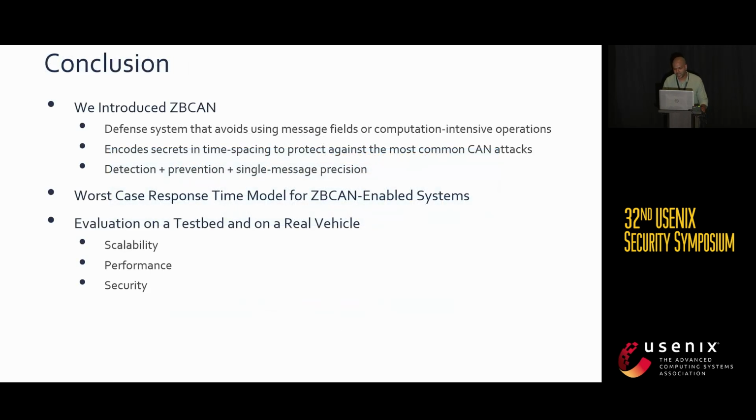So in conclusion, we presented ZBCAN, a versatile CAN defense system that avoids using any message fields or making heavy use of computationally expensive operations. Instead, it uses inter frame spaces as a channel to encode secrets and thus protect against the most common CAN attacks, offering both detection and prevention abilities for single message attacks as well as attack flows. We modeled the worst case delays in a ZBCAN enabled system and offered an IBN delegation criteria that guarantees mathematically that all messages will meet their timing deadlines.